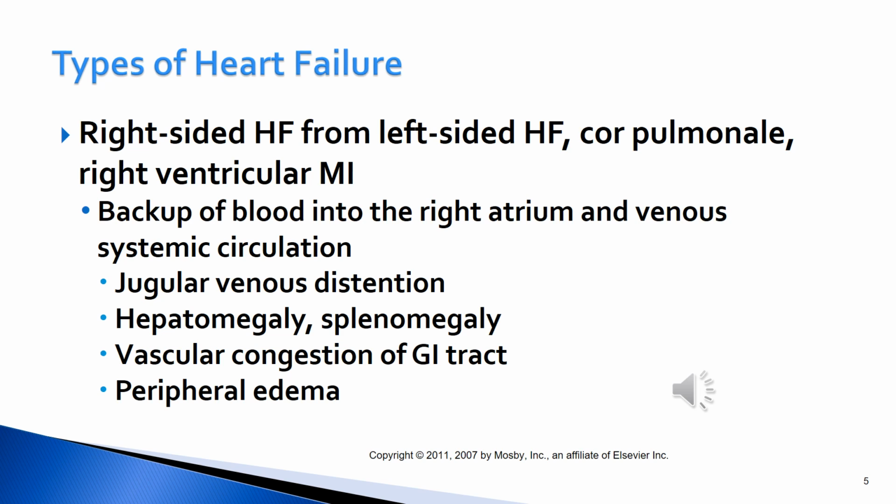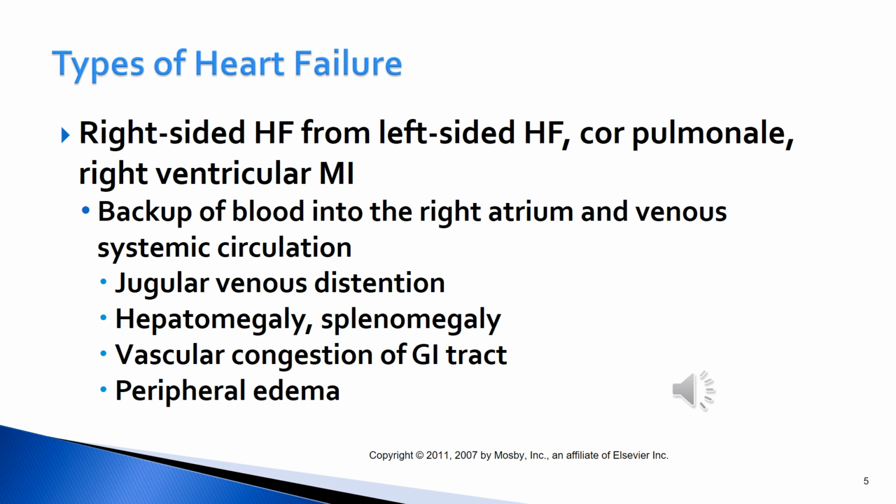When you're looking at assessment manifestations, or assessing a patient that has right-sided heart failure, you will commonly see JVD, or jugular venous distension, in these patients. These patients also, with the backup in their circulatory system, it affects their liver and their spleen, so they can also suffer from some ascites and issues related to that. Vascular congestion of the GI tract and peripheral edema. So more commonly, you'll see these patients.